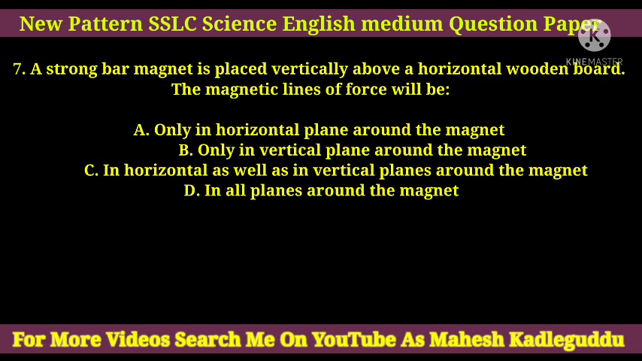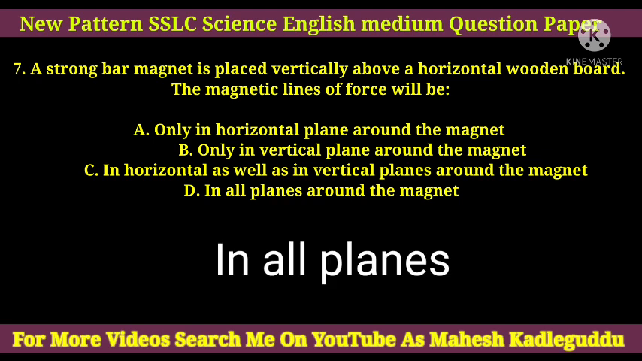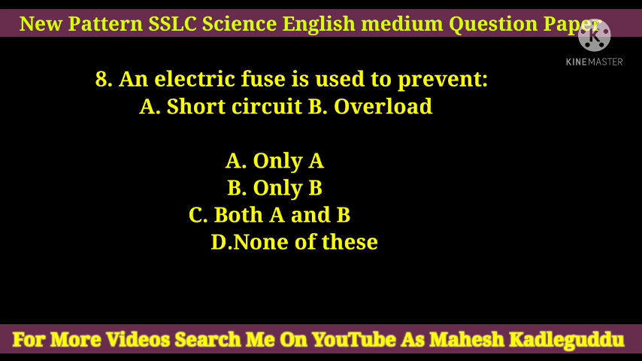Seventh question: a strong bar magnet is placed vertically above a horizontal wooden board. The magnetic lines of force will be only in the horizontal plane around the magnet, only in the vertical plane around the magnet, in horizontal as well as in vertical planes around the magnet, or in all planes around the magnet. The magnetic lines of force will be in all planes around the magnet. Next, going on to the eighth question: an electric fuse is used to prevent short circuit, overload, or both. Both short circuit and overload is the right answer.